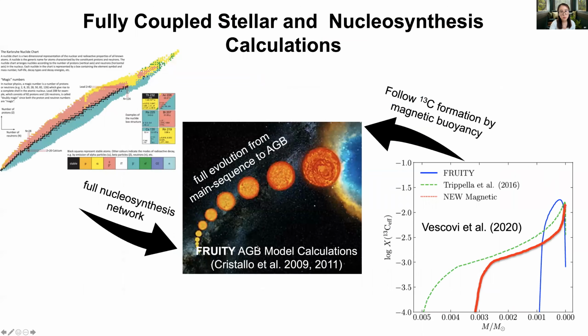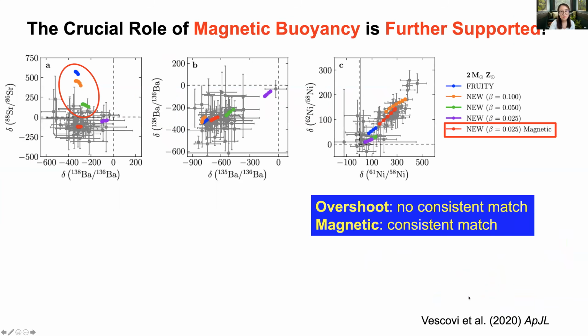On the basis of this work, my collaborators Diego Vescovi and Sergio Cristallo further tested this conclusion by running fully coupled stellar models. The new simulations include the full nucleosynthesis network. These fully coupled models also self-consistently take account of the effect of magnetic buoyancy, such that hydrogen gets mixed into the helium intershell to form carbon-13 automatically during the stellar evolution. So here are the new results.